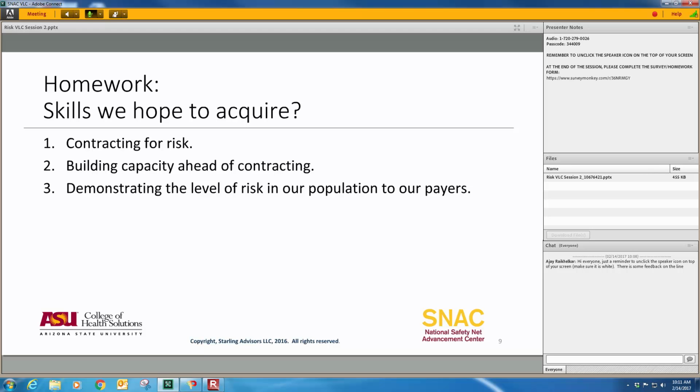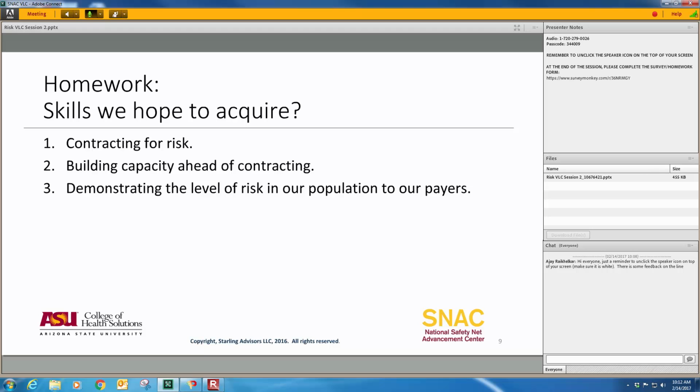In terms of the final question, what were the skills that you hoped to acquire in a learning environment? The first was how to go about contracting for risk, and of course this makes a lot of sense and will be a theme that we discuss throughout the process. The second is very much related. How do we build the capacity we would need ahead of contracting? So what can we be doing now that moves us in the direction of being better able to manage under some type of at-risk or risk-based contracting?